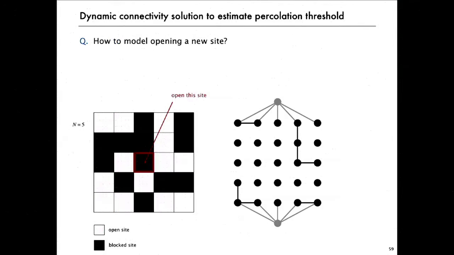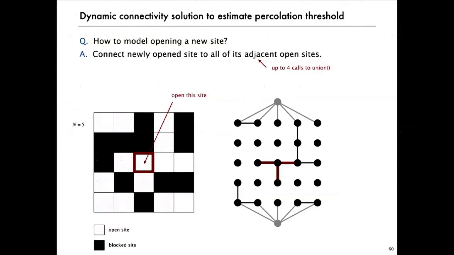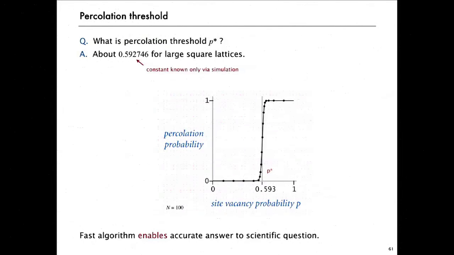So how do we model opening a new site? Well, to open a site, we just connect it to all its adjacent open sites. So that's a few calls to union. But that's easy to implement. And then with that simple relationship, we can use exactly the code that we developed to go ahead and run a simulation for this connectivity problem.